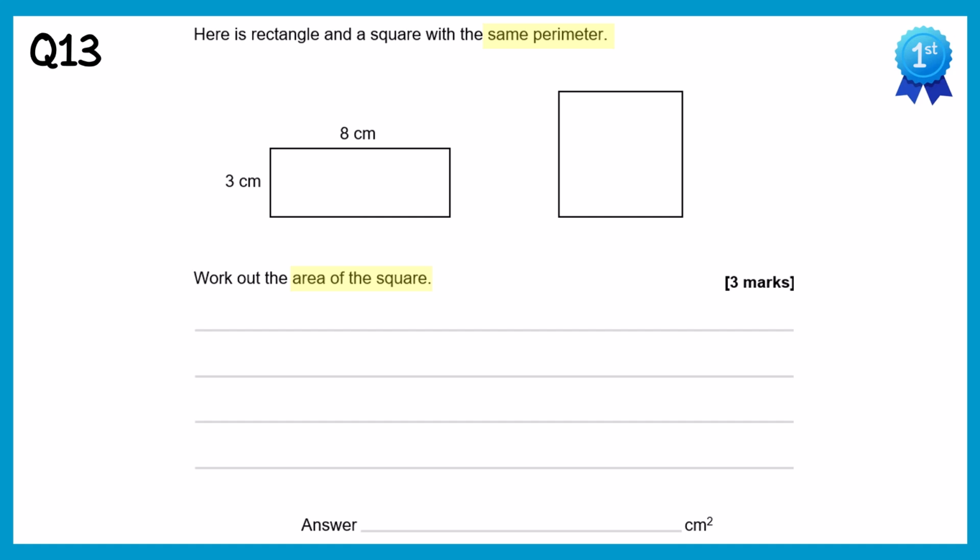We do know that the side on the top will be the same as the side on the bottom, so this is also 8. The side on the left will be the same as the side on the right, so this one's also 3. So we can find the perimeter by adding all of these sides together. This gives you a total perimeter of 22.